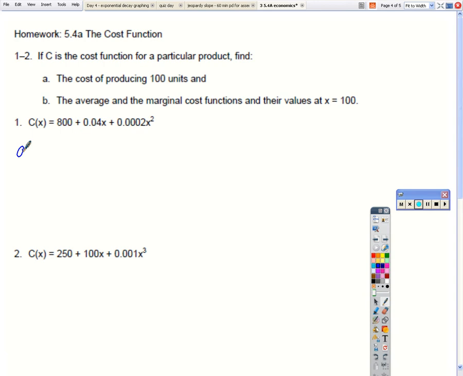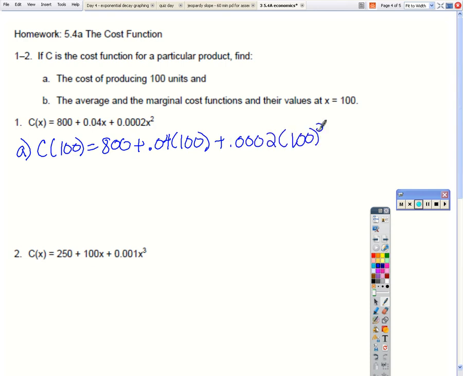So for part A, the cost of producing 100 units, I'm going to plug 100 in for every x. And using your calculator, you should get 806. Now, to find the average cost and the marginal cost, first I need those equations.